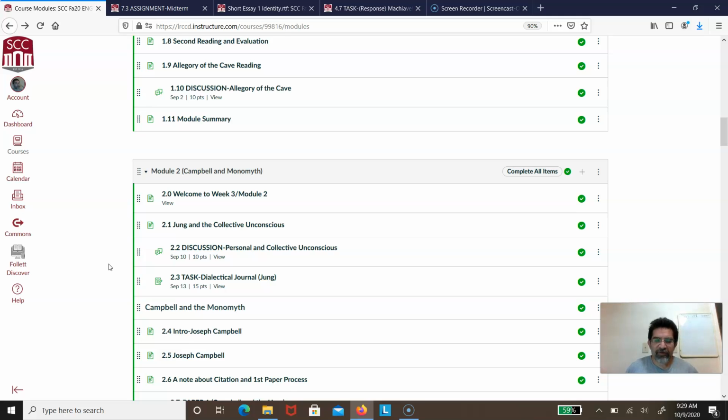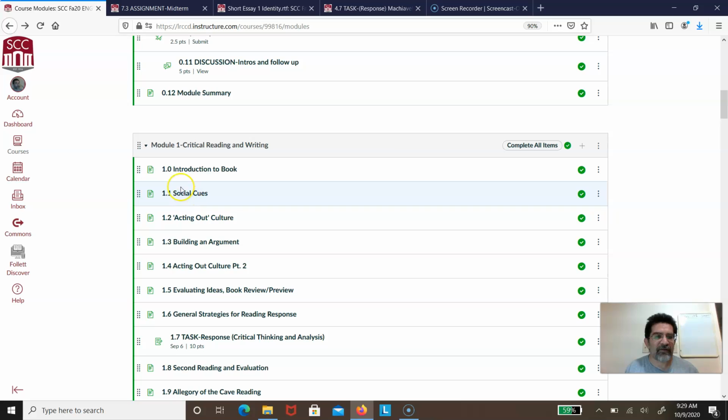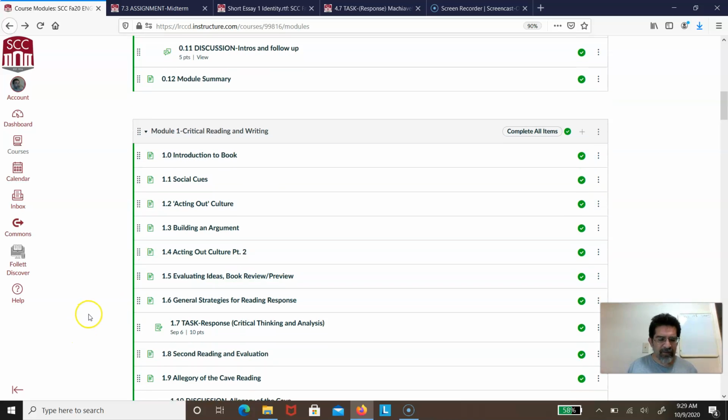The other one is social scripts. I'm not going to go over that ad nauseam because I do think that that is more of a definition. So if you look back at the acting out culture right here, social cues, maybe not building an argument, but this right here is where you would go to find that idea of social scripts. Okay, so if that pops up.